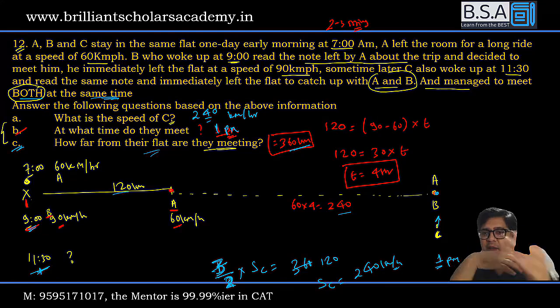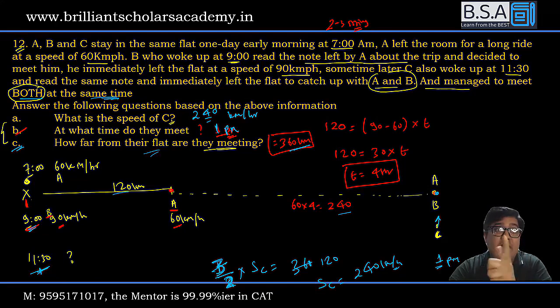So, an example to cover the basics of relative speed. What have we first done? We have first managed to find out where the overtake happens. We got the value of time, we got the value of distance, and from that we found out the speed of C. This is an application of relative speed.